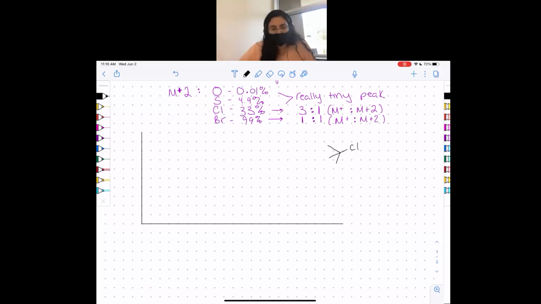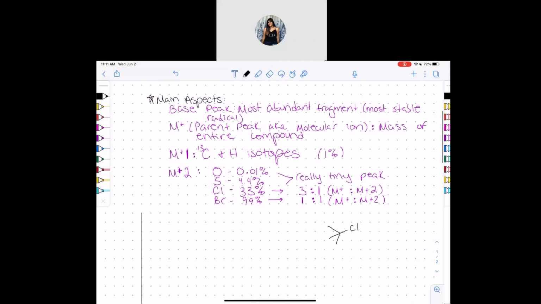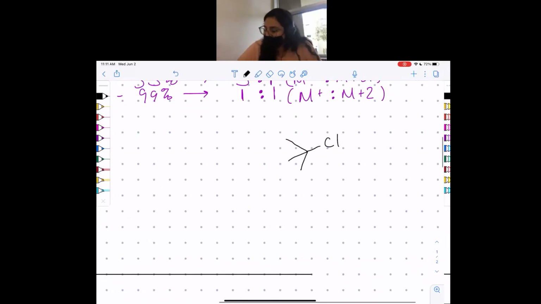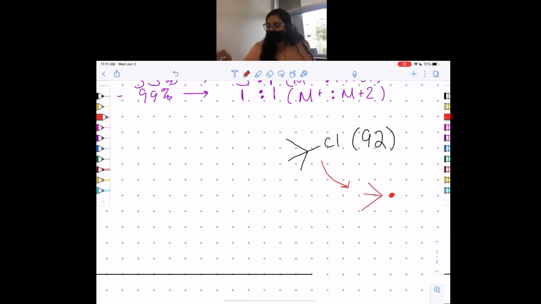Yeah, chlorine's 35.45 or like 36. I'm not sure, whichever. Okay, 35.45 is what it says on the periodic table. So I'm just going to write the mass of this is 92. And this is the molecule we're looking at. And we already did this before, but our most stable fragment will be this guy.